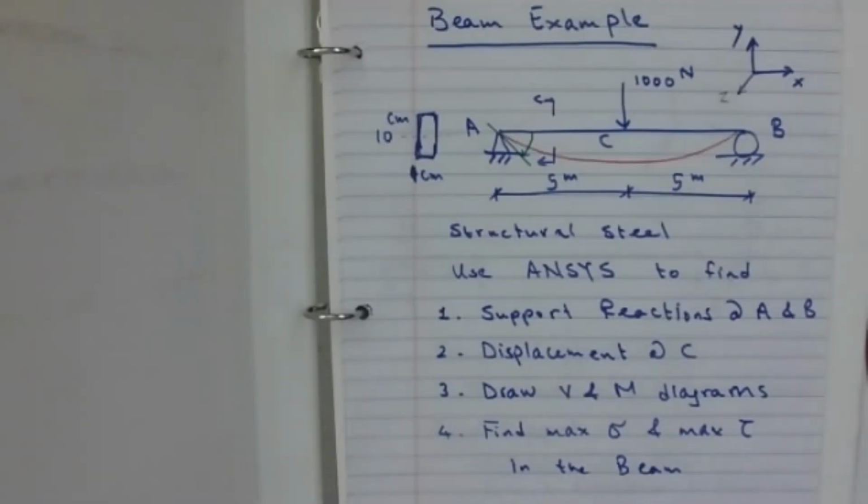Okay. So we expect that when we put the 1000 Newton at the center of the beam, the beam is going to deform as shown. And we want to make sure when we run it in ANSYS, we get the behavior we expect. So the first part is to create the geometry or the model.